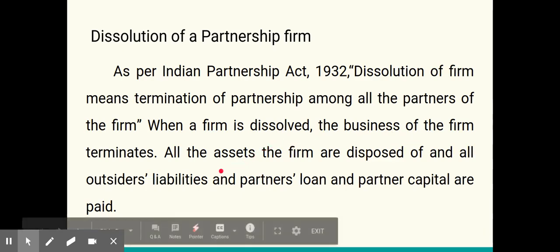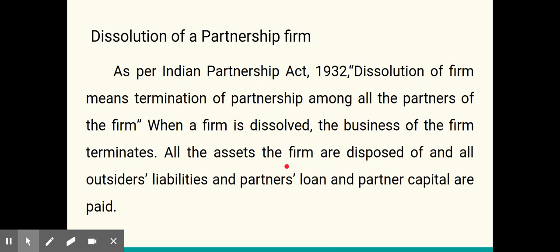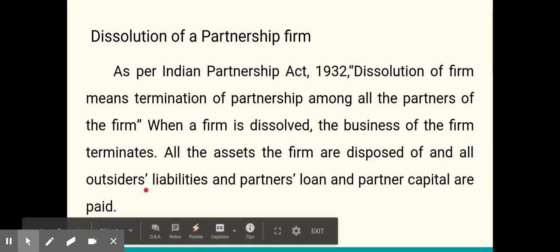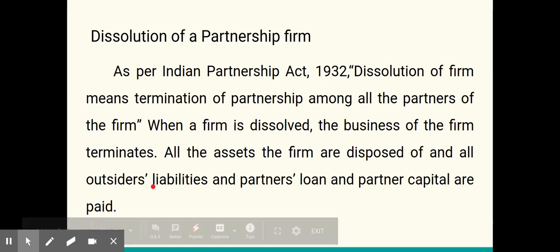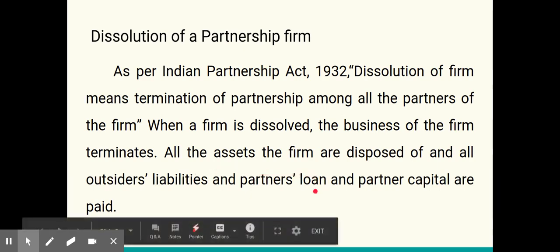The business of the firm terminates. The business of the firm comes to an end. So, since the partnership firm comes to an end, all the assets of the firm are disposed, and also liabilities should be paid. While we are paying off the liabilities, there is an order of paying them. First, we have to pay the outsider's liability. Once the outsider's liability is paid, then we have to pay the partner's loan. Then, after paying the partner's loan, we have to pay the partner's capital.